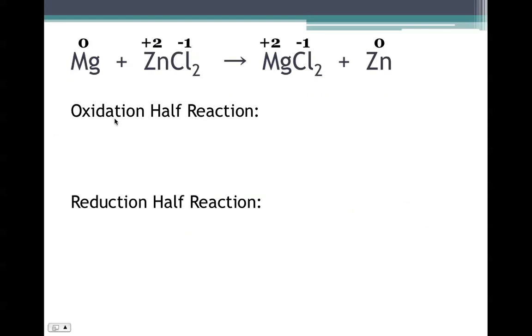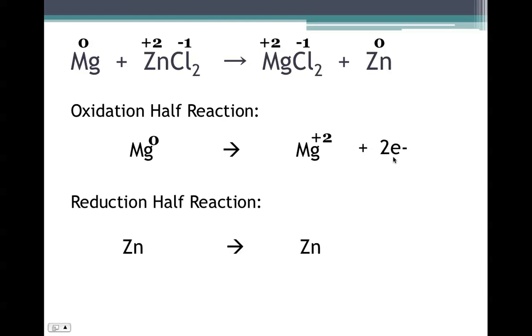We know then that oxidation is going to involve magnesium because it's going from 0 to +2, so that's a loss of electrons. So I'm going to start with writing magnesium on both sides, assigning their oxidation numbers, so Mg 0, Mg +2, and then I've already decided that that's involving a loss of electrons. Losing electrons is going to be placed on the right-hand side. So in order to go from 0 to +2, it lost 2 electrons.